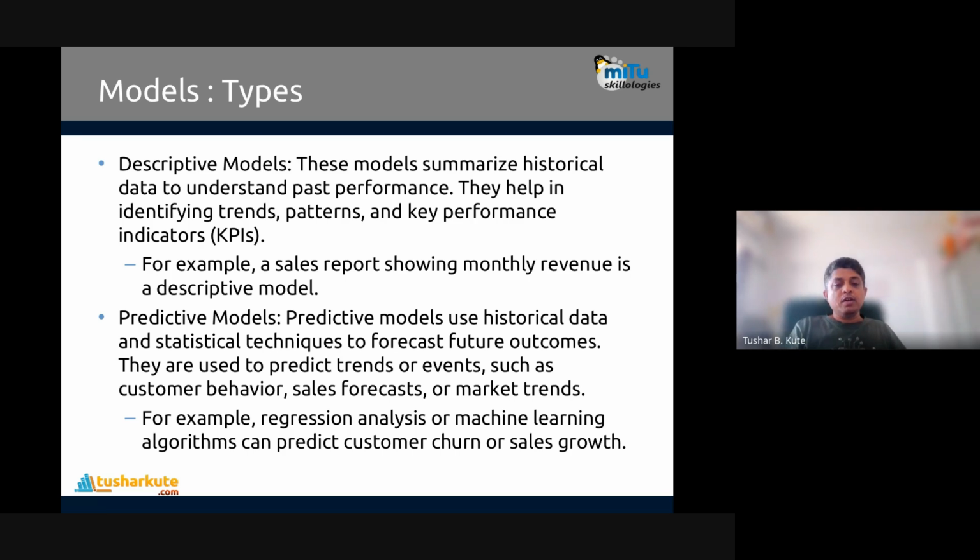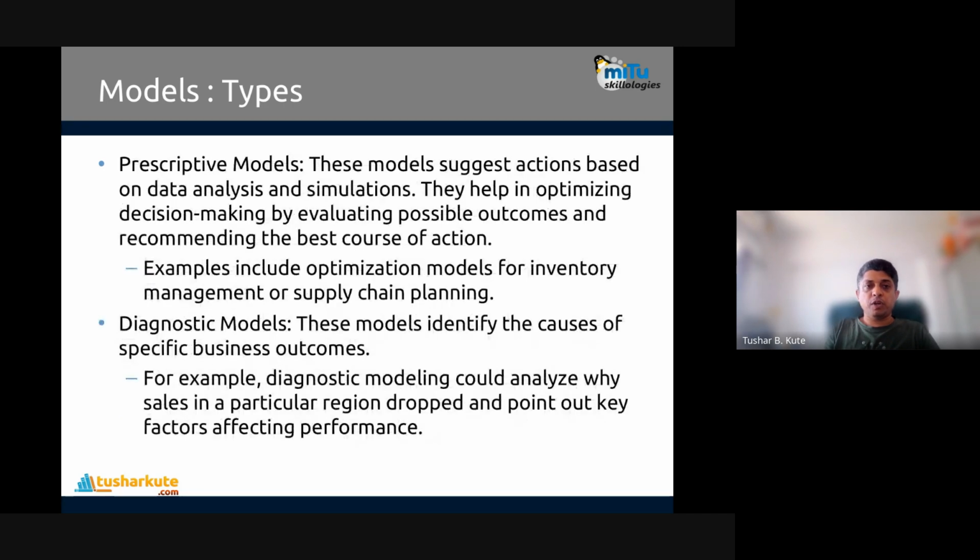For example, regression analysis or a machine learning algorithm can predict customer churn or sales growth. If sales are growing in this direction, I can predict how they will grow in future. Or as per the health parameters of a particular patient, we can predict the probability of this person having diabetes. Using the previous data, we can perform predictions ahead. That is what these models contain.